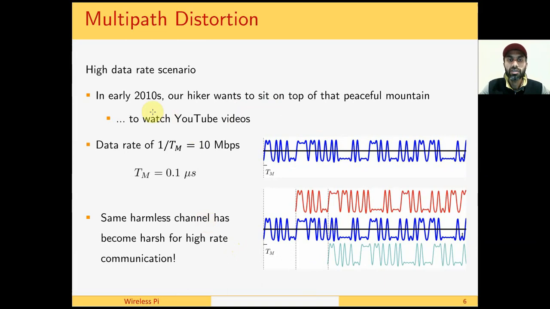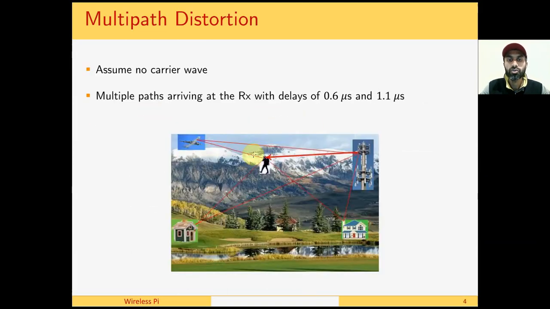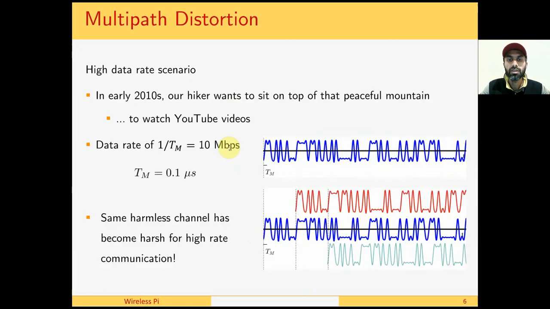Let us say that the year is early 2010s now and the hiker wants to sit on the top of this peaceful mountain to watch YouTube videos. His data rate requirement has now increased to 10 megabits per second. Again, due to the binary modulation, the symbol rate and the bit rate are the same and our symbol time is given by 1 over 10 megabits per second, which is 0.1 microsecond.